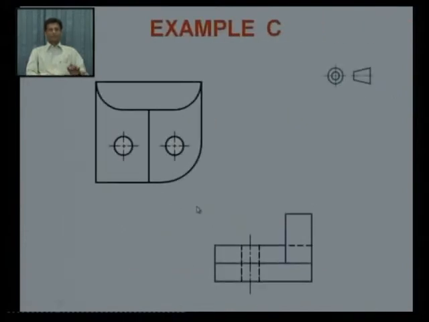One more example, if it is given like this, two views are given to us, and this view is not given. It's a third angle projection method. So this would be the top view, and this is right hand side view. From top view and right hand side view, we have to draw its front view. So for that, what should we do?